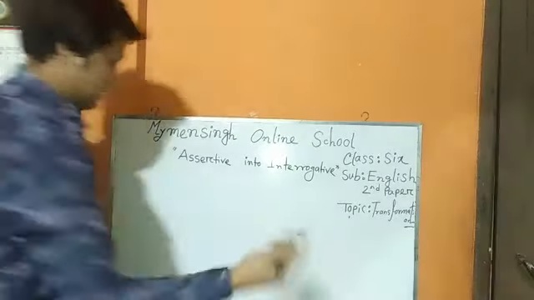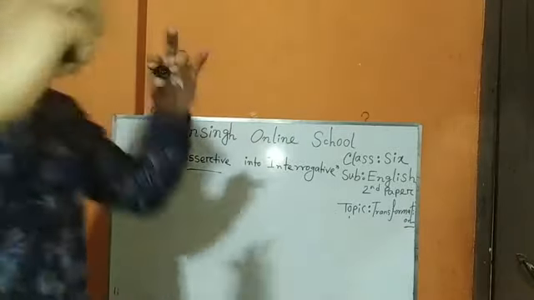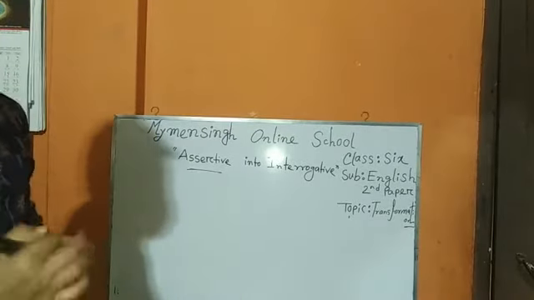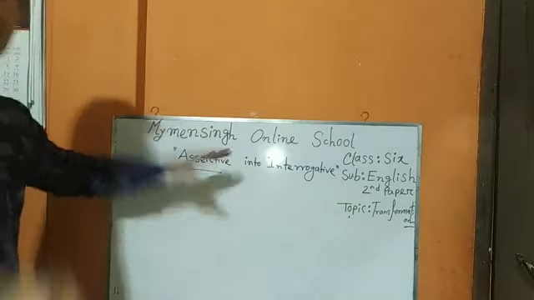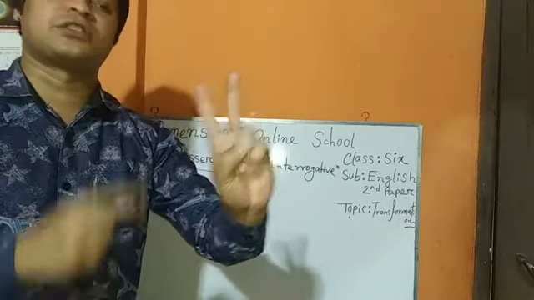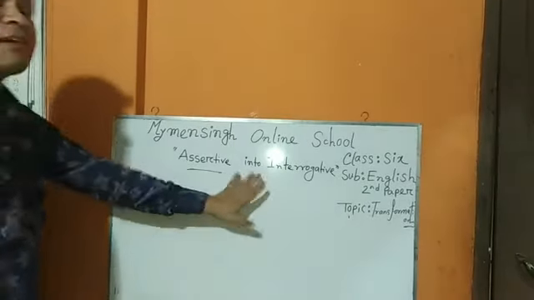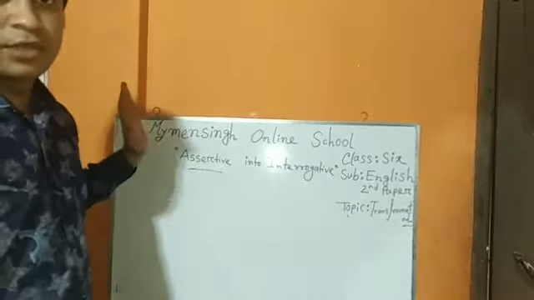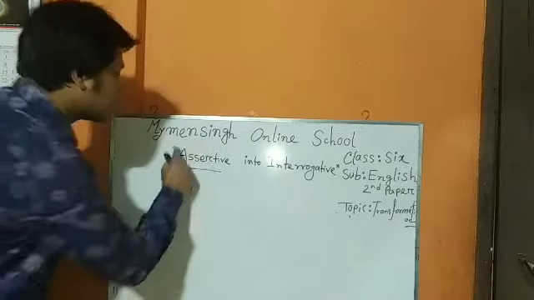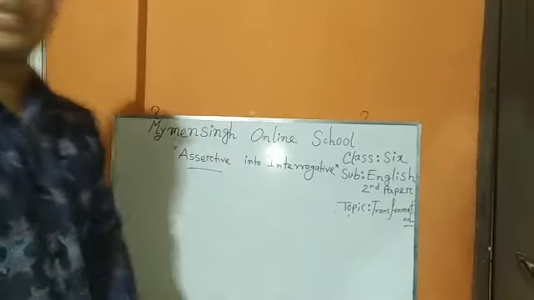Okay, at first, assertive sentence. What is an assertive sentence? An assertive sentence is a sentence by which we can describe something. We use this type of sentence to describe something. There are two types of assertive sentence: one is affirmative and another is negative. I think you are already clear about assertive sentences. Now, we are going to interrogative sentences.